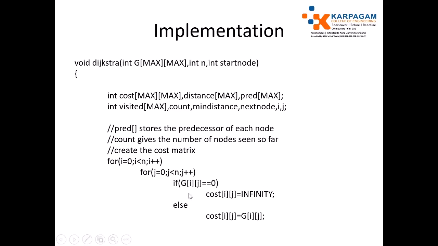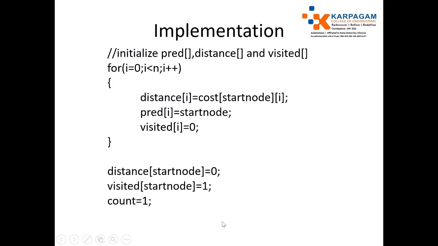infinity value if there is no connection between the nodes. For example, if there is no direct connection from vertex 1 to 5, just set it as infinity. If there is a connection, just set the matrix value to the cost matrix. It is simple.